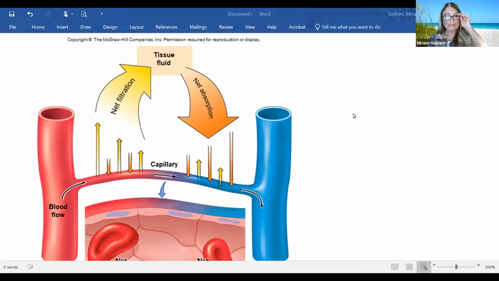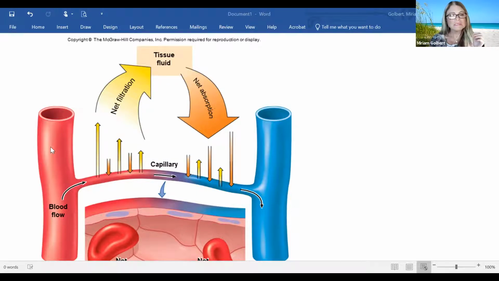Okay. All right. So the picture here doesn't have the cells, but you need to imagine the cells are here, right? So when it says tissue fluid, it means there's a little interstitial fluid that we have in between the cells. So tissue cells are here.